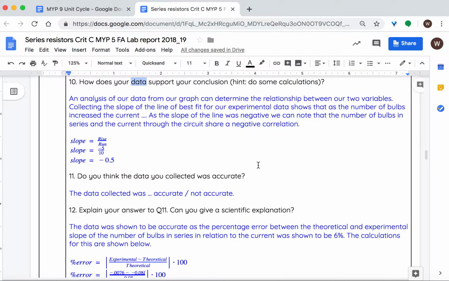So we get something that looks like this. A positive correlation would be something that looks like this. Because I have a negative on the slope, it's a negative correlation.